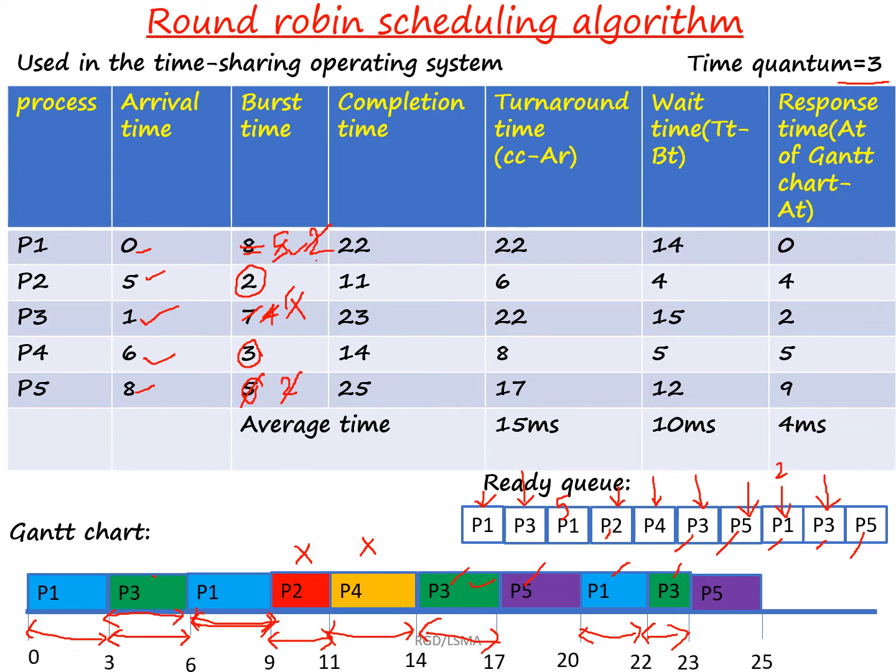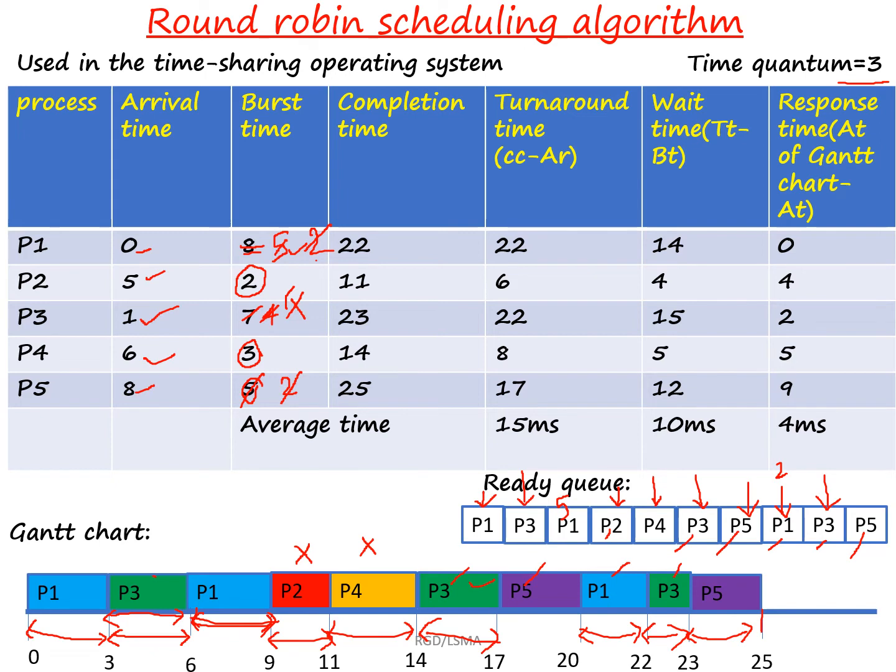So the CPU will execute only 2 units of the P5 process, and it will complete the scheduling at the value of 25. 23 plus 2 is 25. So it will complete the execution of the P5 process at the value of 25. So using this data, we will see how to fill the completion time, turnaround time, wait time, and response time.